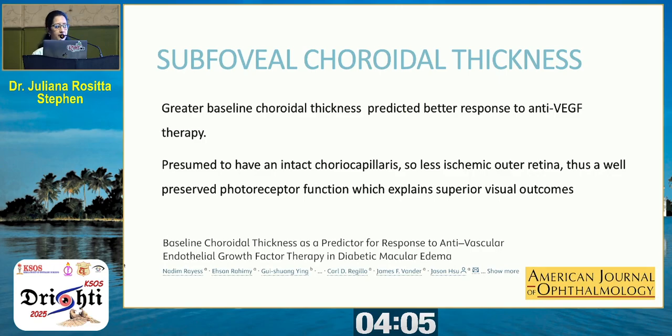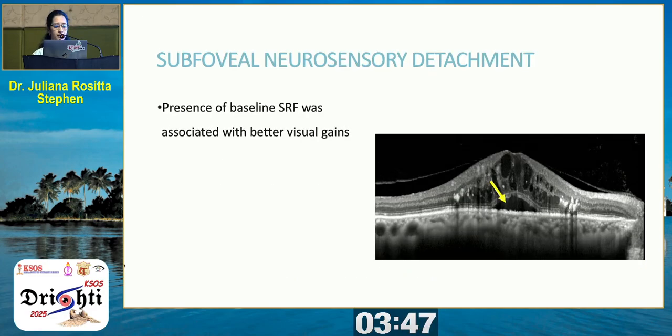The next biomarker is the subfoveal choroidal thickness. Greater baseline choroidal thickness predicted better response to anti-VEGF. It is presumed that patients with increased thickness have intact choriocapillaris and so lesser ischemia, which explains the superior visual outcomes. The next biomarker is the subfoveal neurosensory detachment.